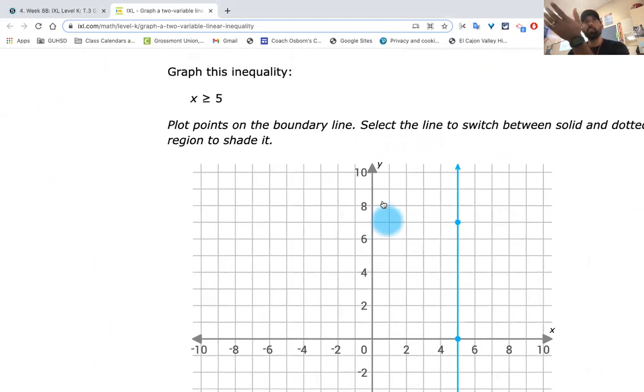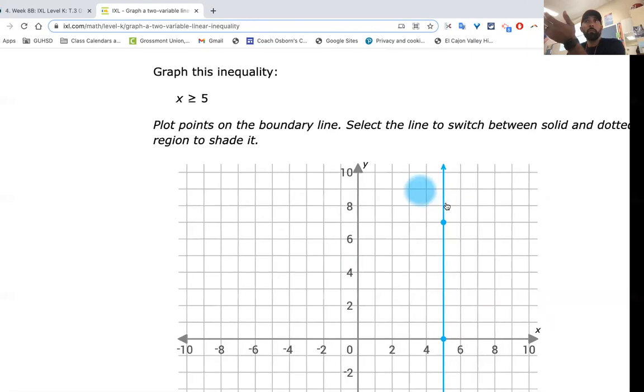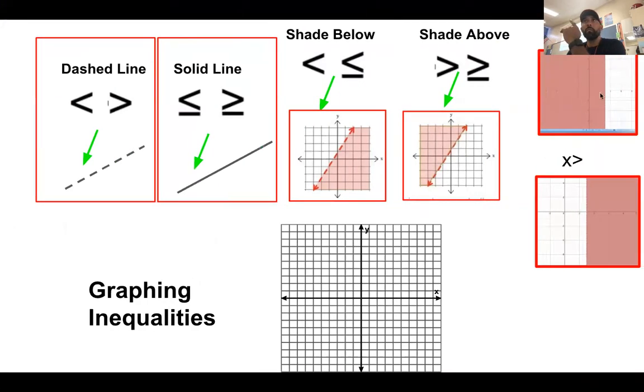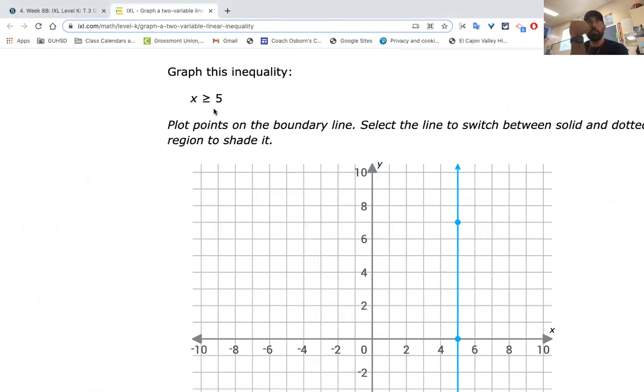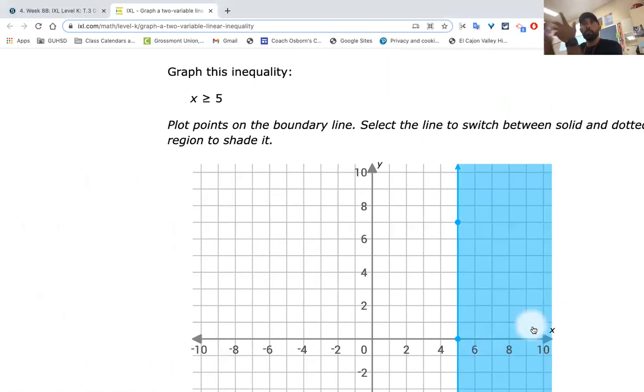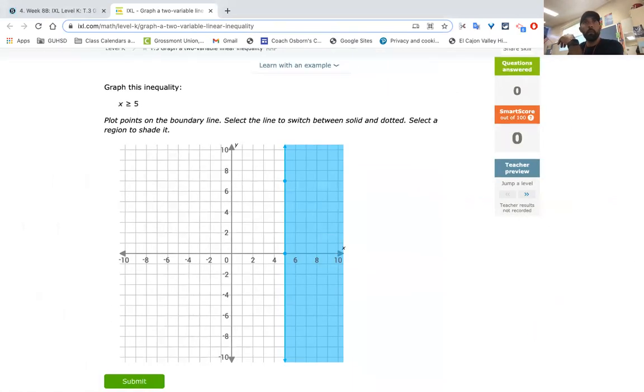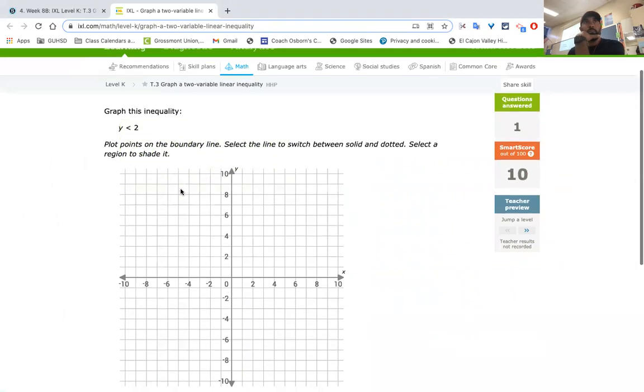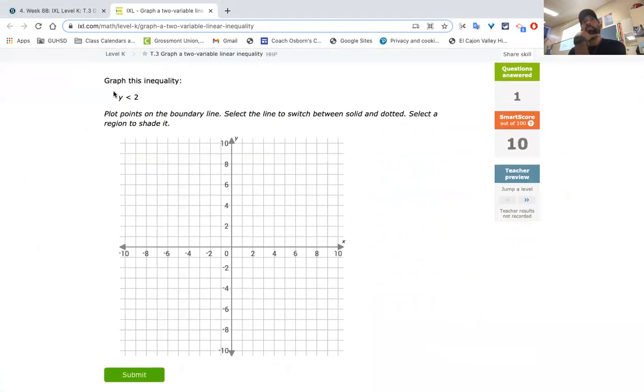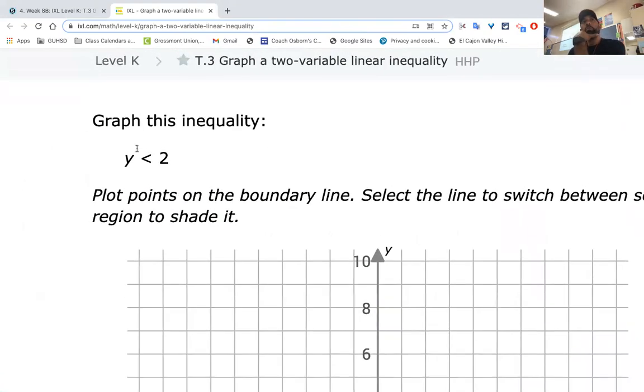Then the last part is, where do I shade? Okay, well, x is greater than 5. Greater than, like this, you shade to the right, because all the numbers to the right of that number, in this case number 5, are greater than 5. 6 is greater than 5, 8 is greater than 5, 10 is greater than 5. So that's why we shade to the right.